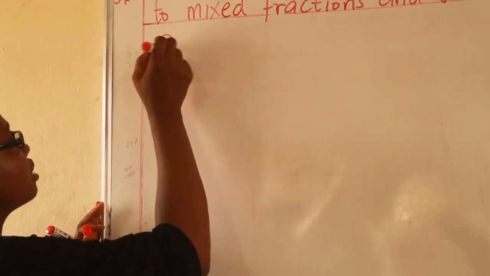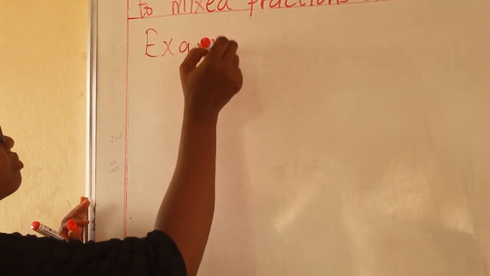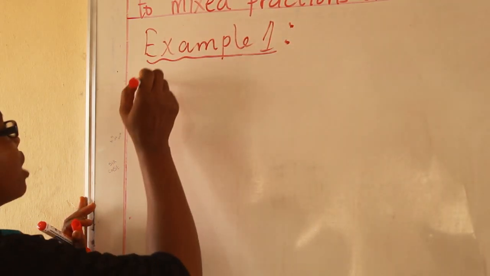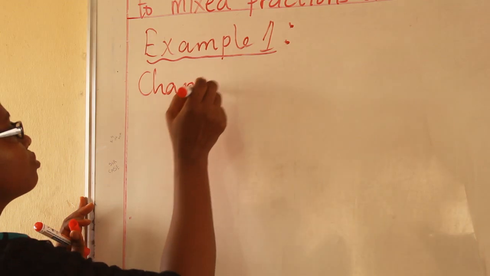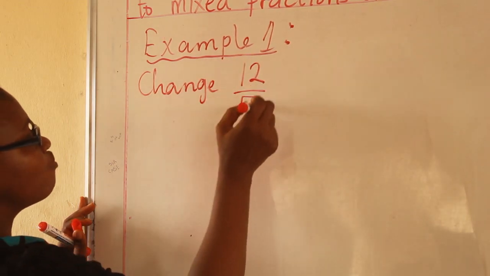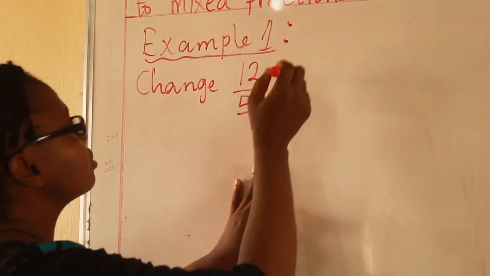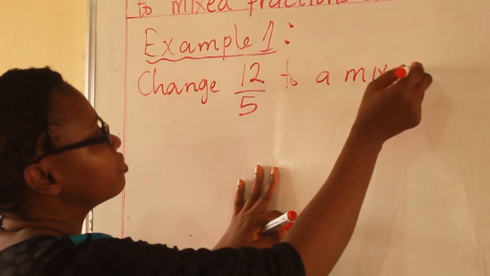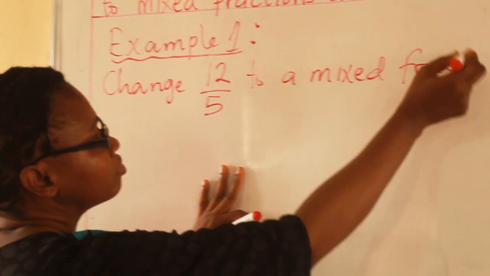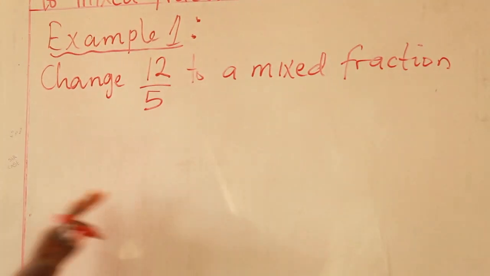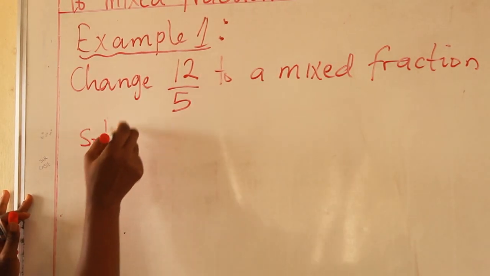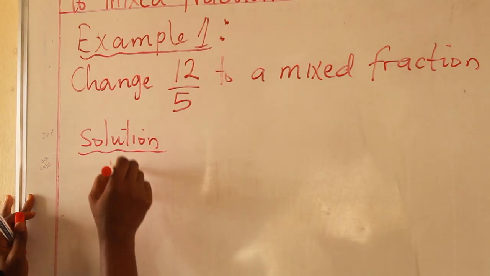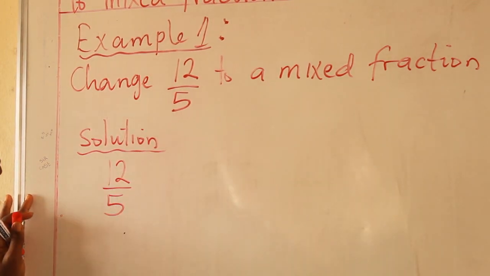We take an example number 1. Here we have, change 12 over 5 to a mixed fraction. I want to start with the simple ones.